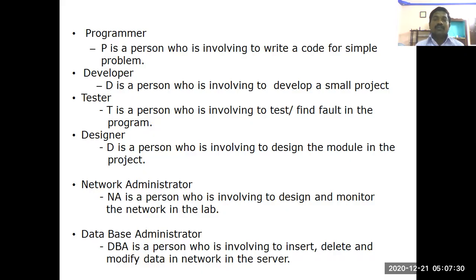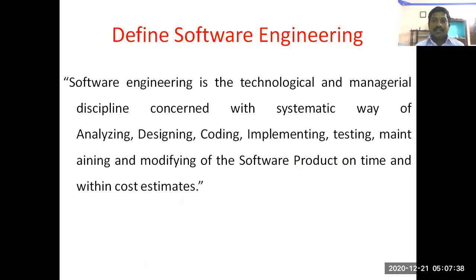Before going to the definition of software engineering. Define software engineering: software engineering is a technological and managerial discipline concerned with the systematic way of analyzing, designing, coding, implementing, testing, maintaining, and modifying the software product on time and within the cost estimations. This is the definition of software engineering.